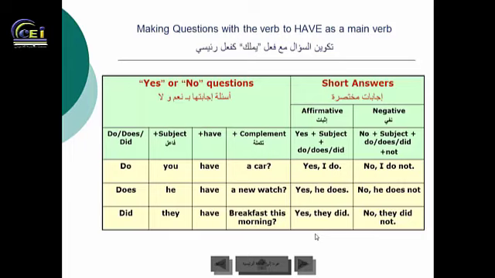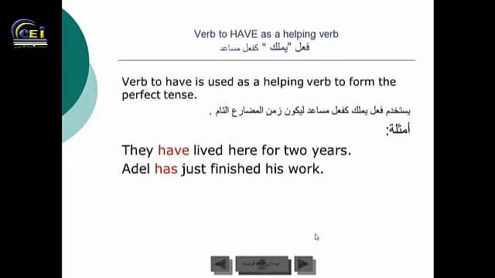I want a question with verb to do, did in the past. Did they have breakfast this morning? Yes, they did. Or, no, they didn't. Verb to have is used as a helping verb to form the present perfect tense. They have lived here for 2 years. Adil has just finished his work. These are two sentences in the present perfect, because we use have or has and the past participle after have or has.